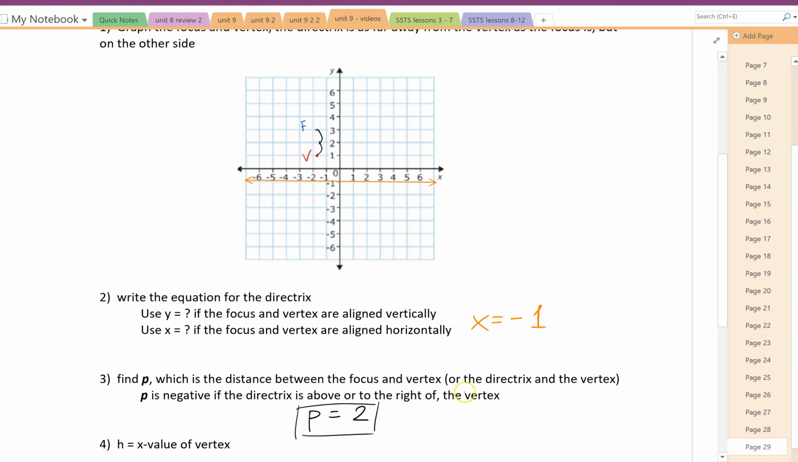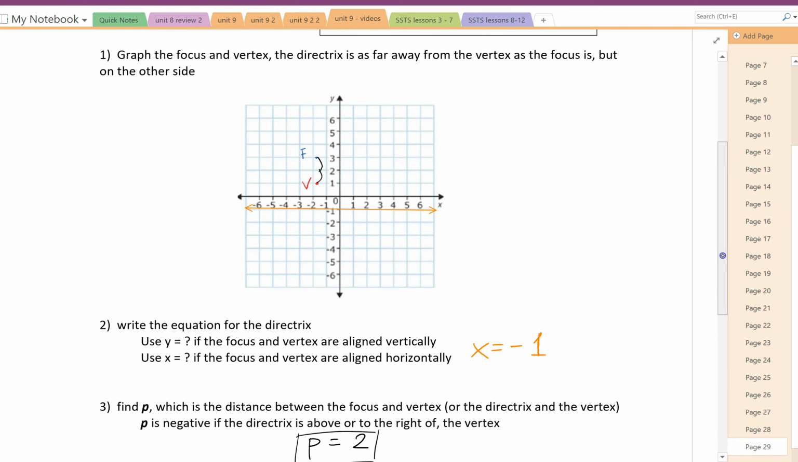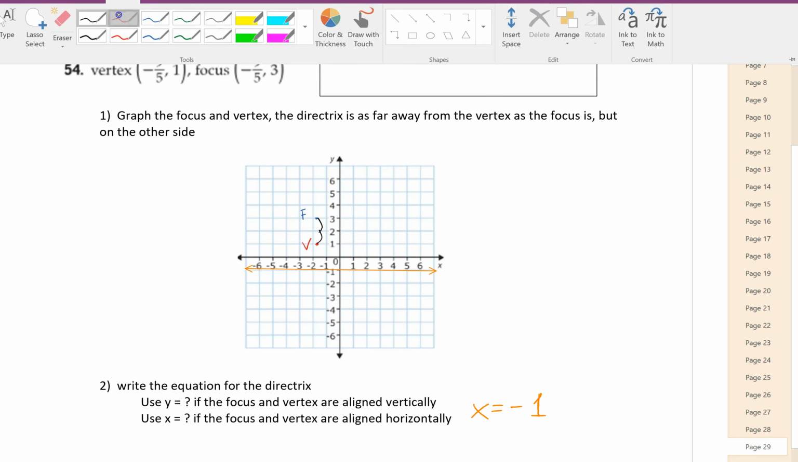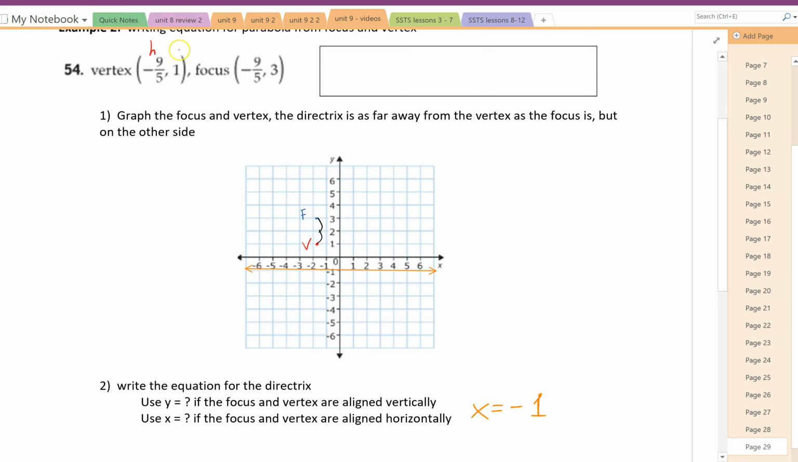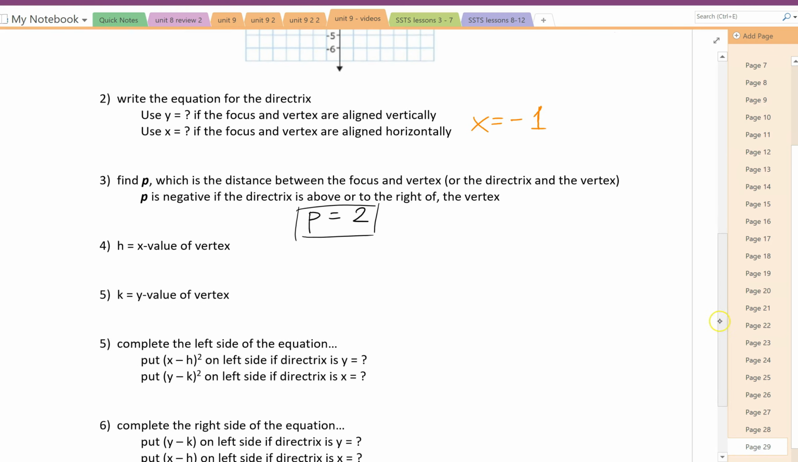So there's P. For H and K, I'm just going to use what I know the coordinates of the vertex are. So here are the coordinates of the vertex, and so H is the x value of the vertex, K is the y value of the vertex. So I know H, K, and P. Now all I need to know is what goes on which side of the equation.